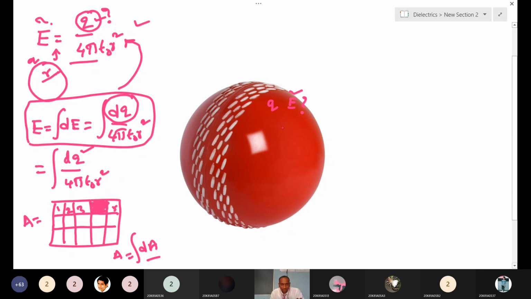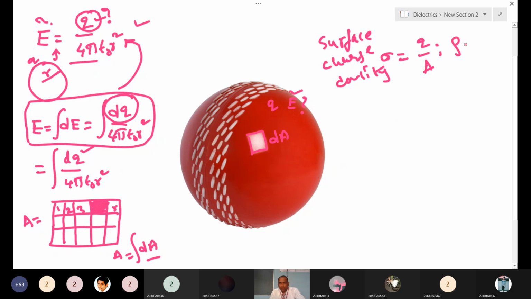So here also we have a sphere, and we are taking a small area element and estimating its area. Generally the formula is sigma, the surface charge density, equal to q by A. If you have rho, that is volume charge density, q by V, but we don't want that one, we want this one. So q is equal to sigma into A. To calculate q, you first have to estimate the area element.